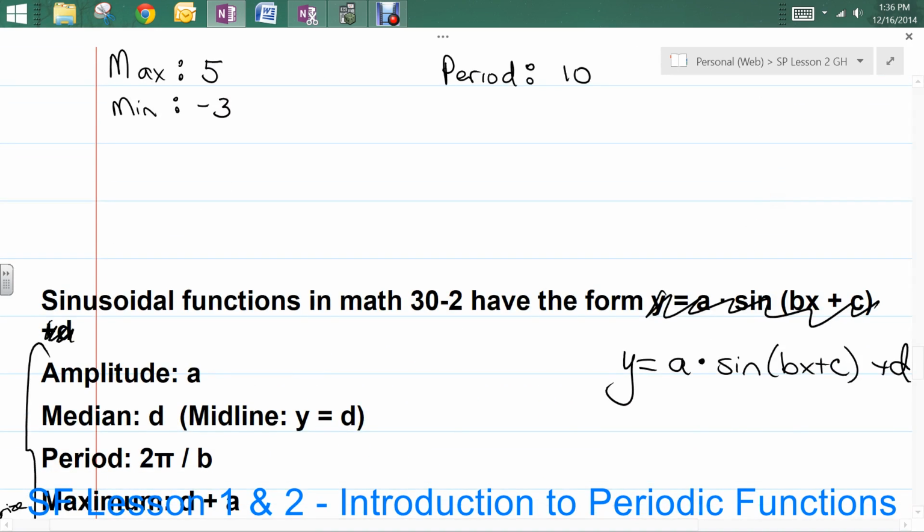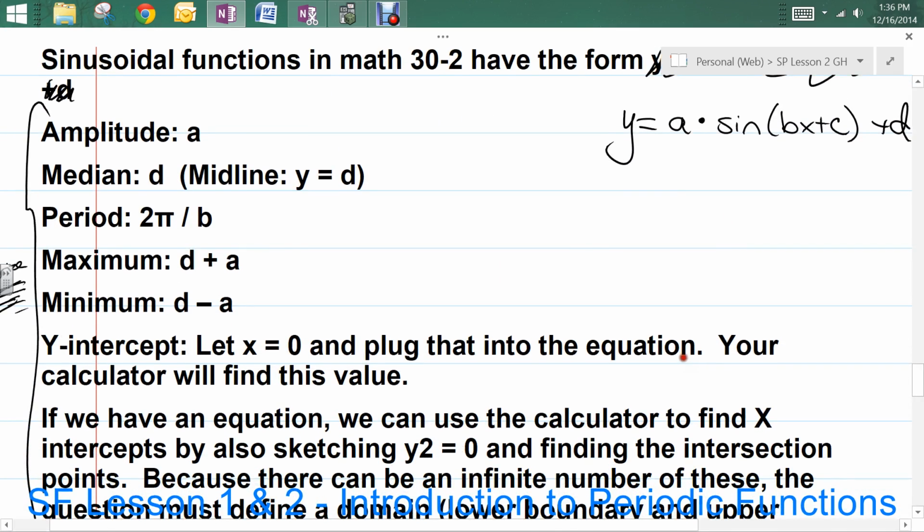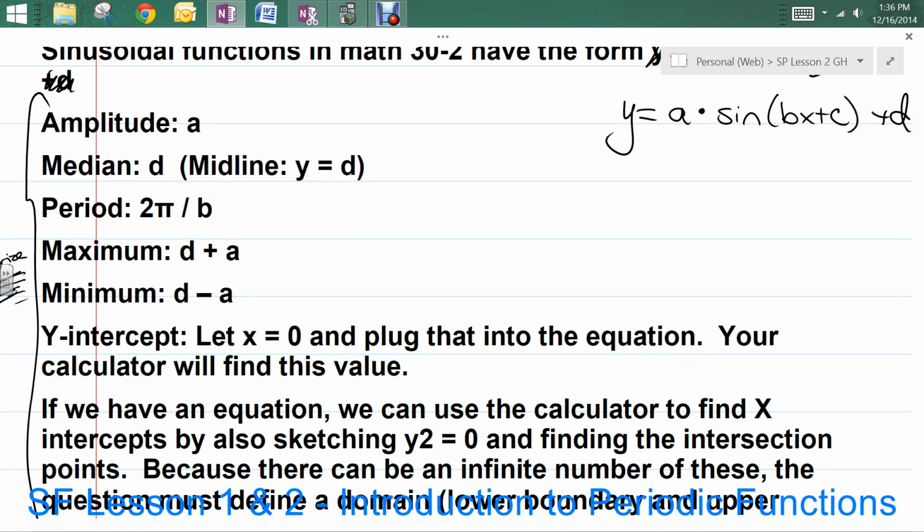We looked at that. Then we went through and did some of the theory. Keep in mind it's going to have a form of a times the sine of bx plus c, plus d. The amplitude is the a value. The median is the d value. The period is 2 pi divided by b. That is the only piece that's given to you on the formula sheet. The rest of it you have to memorize.